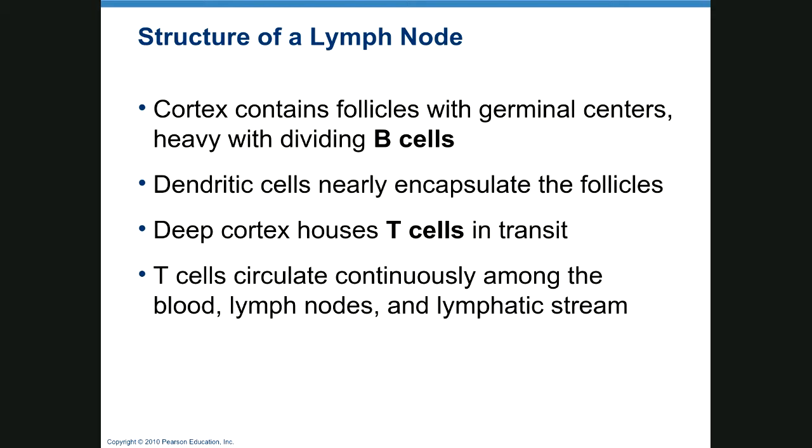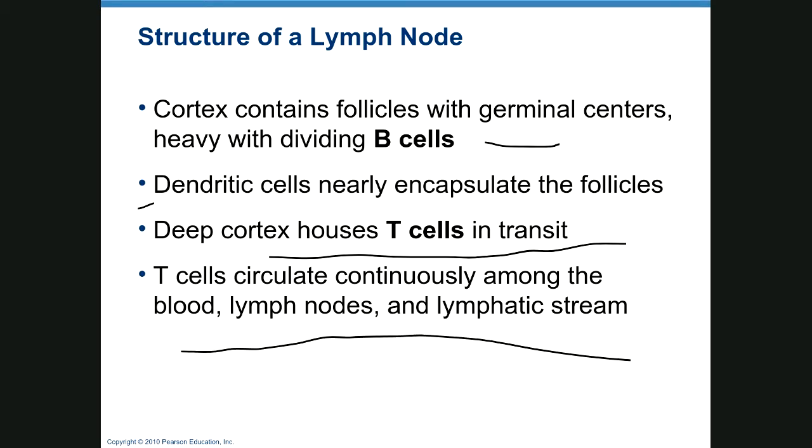Okay, the cortex has a lot of B cells in it, and dendritic cells, and the deep cortex. The deep cortex houses T cells, but they're generally in transit. They don't like to hang around, they like to move. B cells can set up shop in a lymph node and stay there forever, for your entire life. T cells circulate, move in and out here and there.